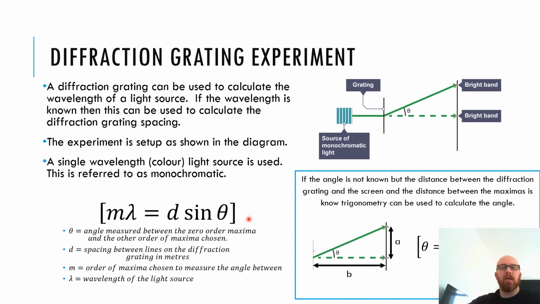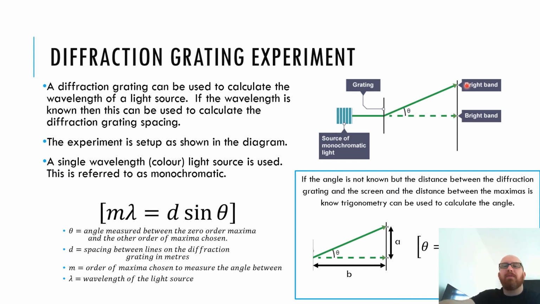And we use this formula here, you find that in your formula sheet. m lambda equals d sine theta. m is the order of maxima you're choosing, so if it's between the zero order and the first order, then that would be 1. If it's zero order and second order, m would be 2. Zero order and third order, that would be 3. But it's also always the zero order maxima in the middle to whatever maxima you're picking. So m would be the order of maxima that you're picking, that you're measuring the angle up to.